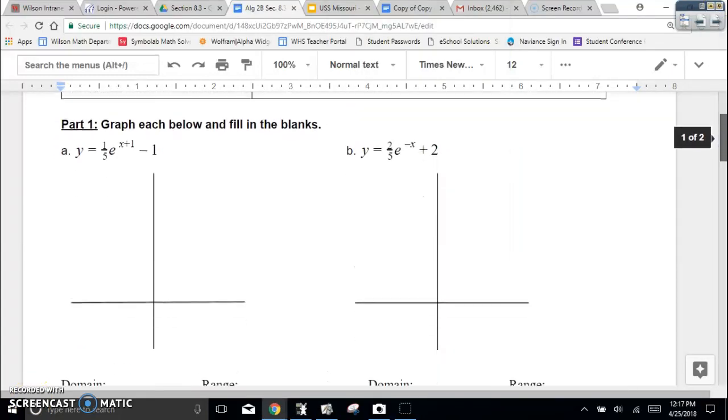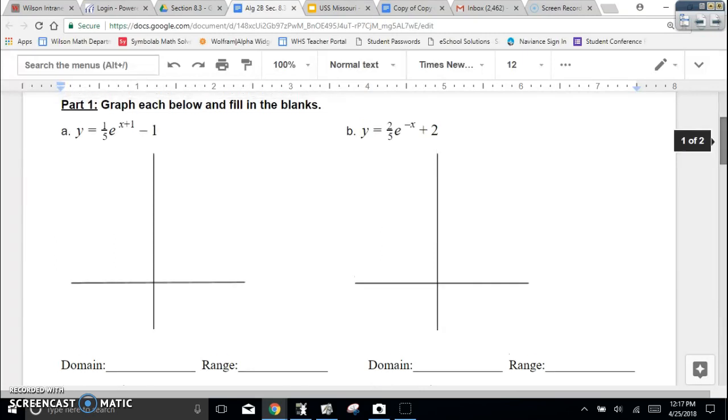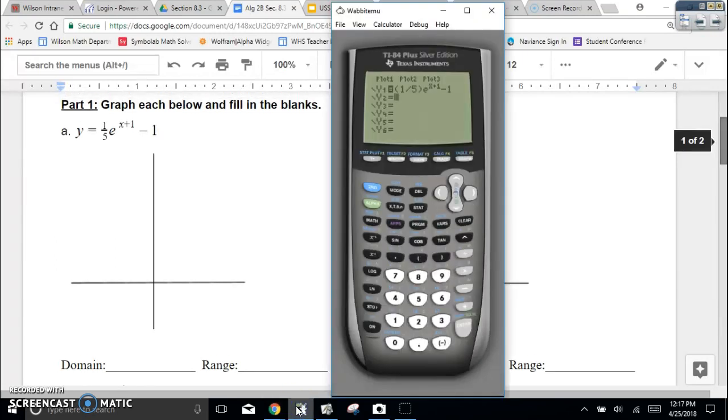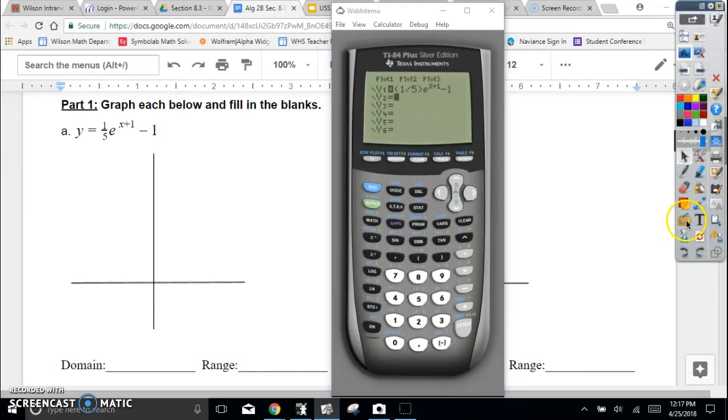Right now we're going to go over the 8-3 quiz review, so you can do this at your own pace. Let the calculator work. So you can see I already have typed in part 1, letter A. I'm going to go ahead and graph this. Let's start with our asymptote.